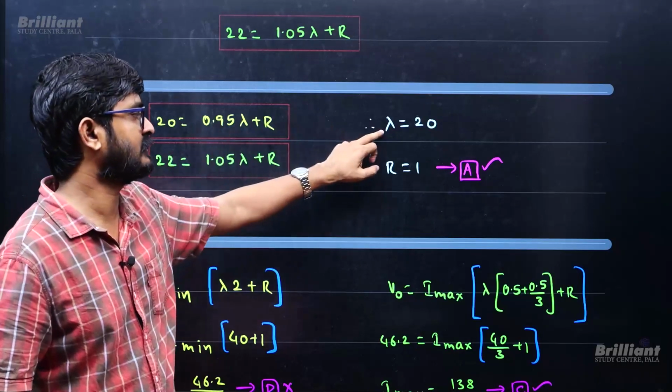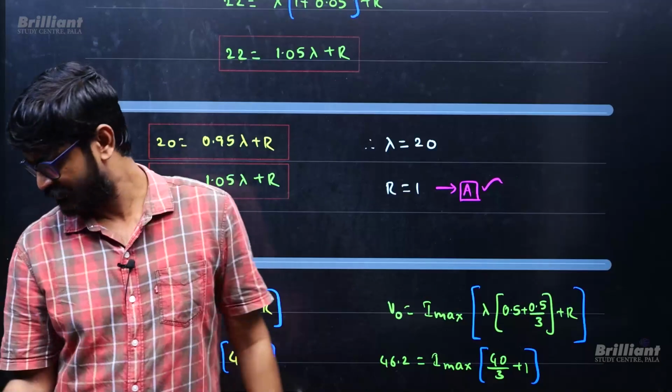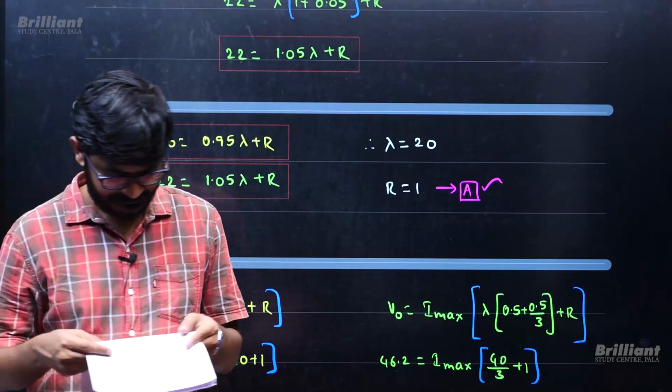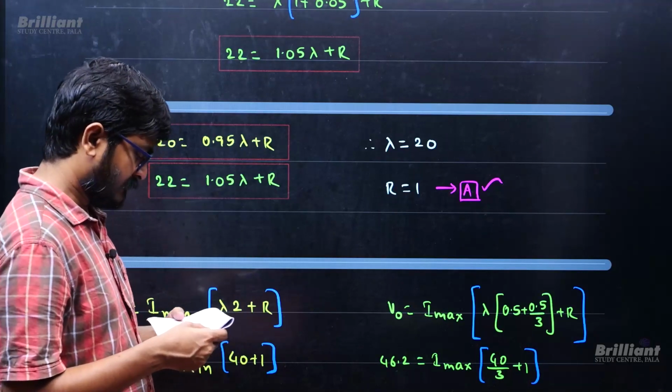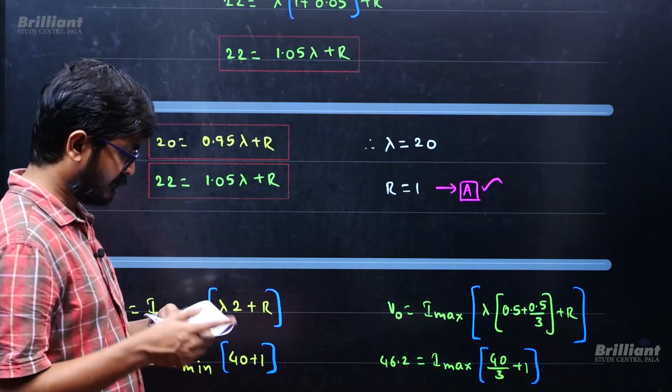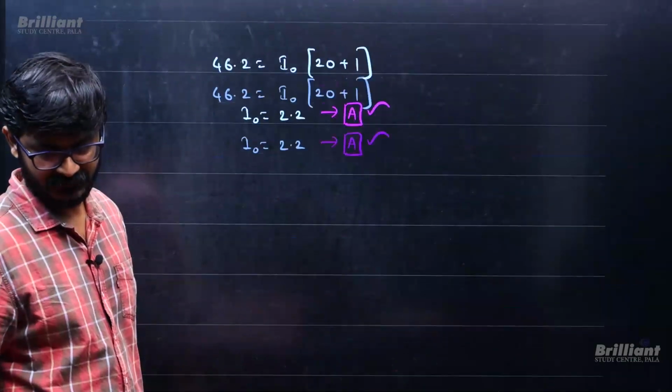When you solve for those, you will be getting lambda is 20, resistance of the ammeter is 1. So from here, we will be getting option A. Now, but we can't get any other option. We need to get the option in the natural case, in the normal case. So that is the very first case.